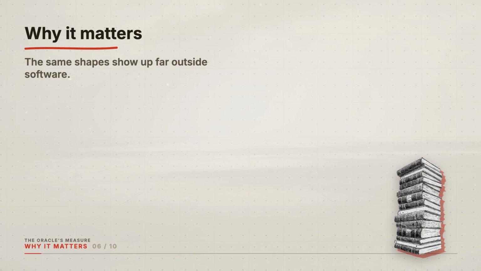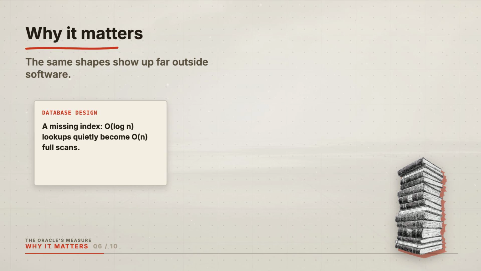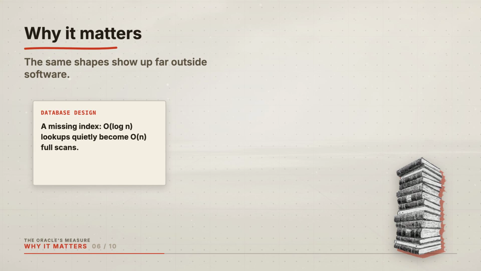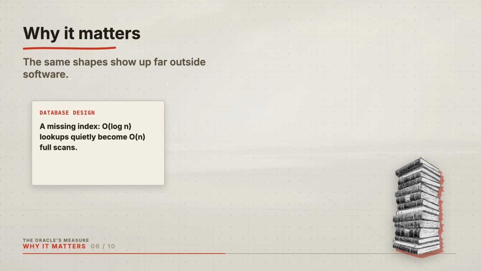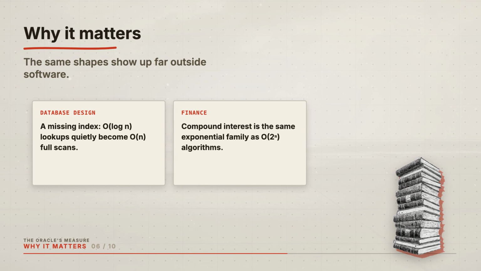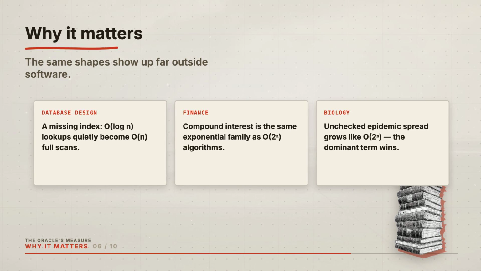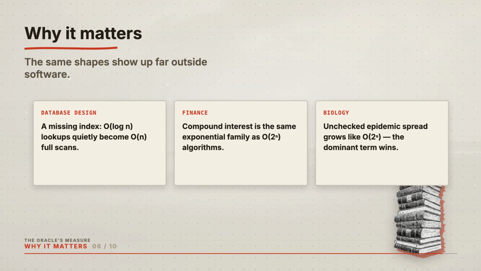This is why engineers reach for Big O constantly. A database lookup with an index is logarithmic. Without one, the same lookup silently becomes linear, and nobody notices until the table has 10 million rows. The same shape shows up everywhere. Compound interest grows like an exponential algorithm, and an epidemic without intervention does too. Big O is a shared language for predicting what happens at scale, before you pay for it at scale.